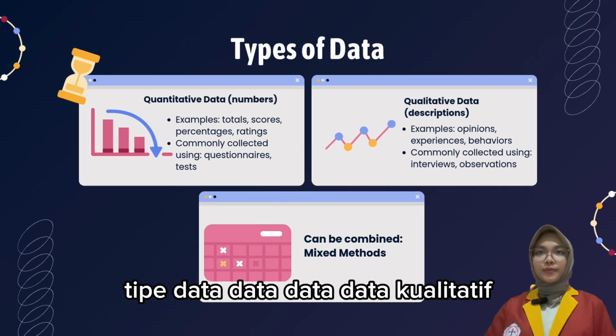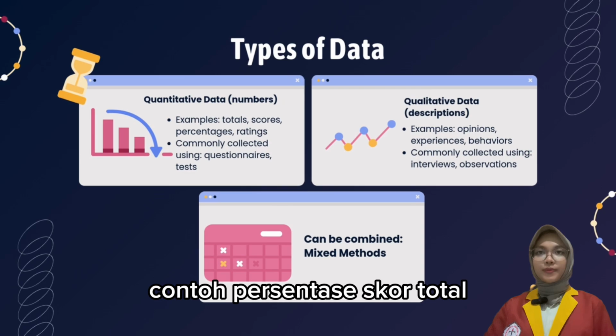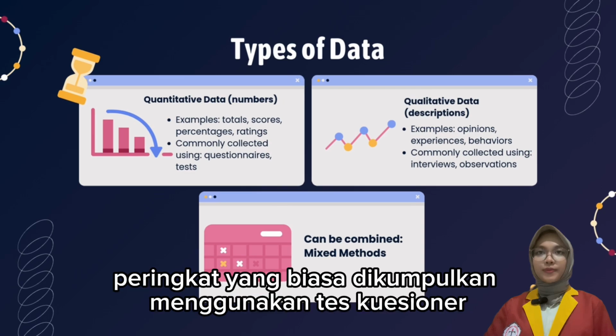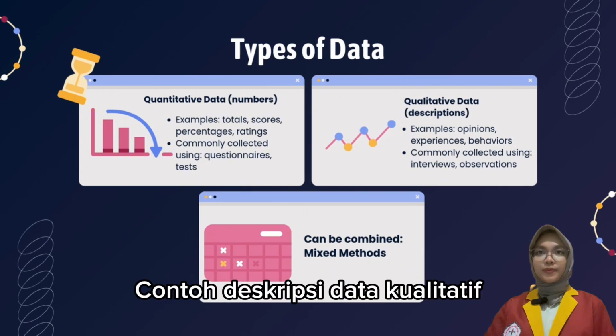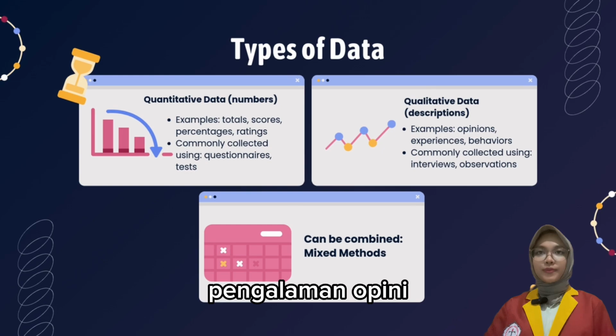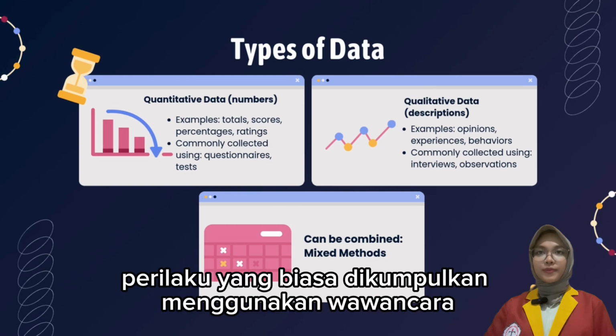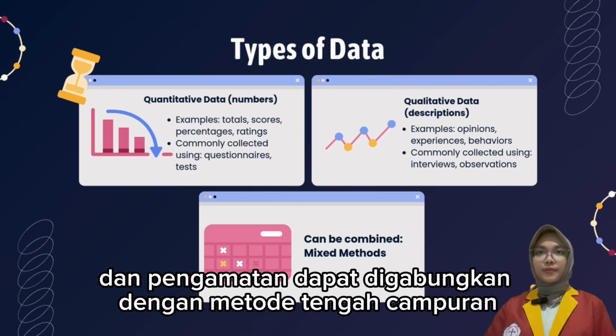Types of data. Quantitative data: numbers. Examples: total scores, percentages, ratings, commonly collected using questionnaires and tests. Qualitative data: descriptions. Examples: opinions, experiences, behavior, commonly collected using interviews and observation. Both can be combined, which is called mixed method.